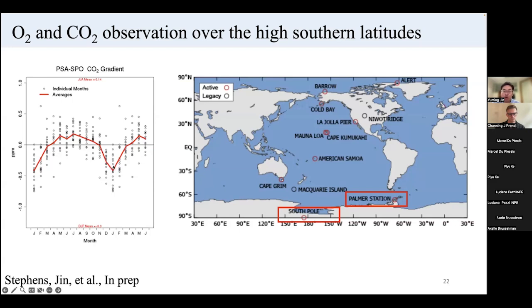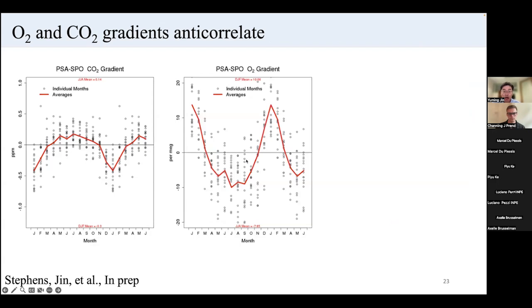It suggests a lower CO2 concentration at Palmer Station, which is a signal of strong ocean carbon uptake in the summer. Now I also put the oxygen gradient here. So you can see the oxygen gradient has a 180-degree phase shift. The gradient peaks in December, January, February, showing a higher oxygen concentration at Palmer Station. So this clearly suggests the biological activities dominate the CO2 exchange over the Southern Ocean, and the biology-driven uptake in the Austral summer leading to a lower CO2 at Palmer Station, but a higher oxygen at Palmer Station.